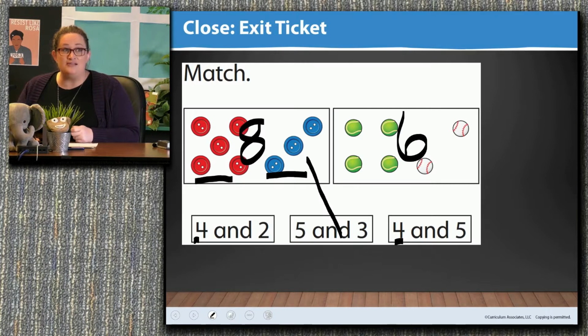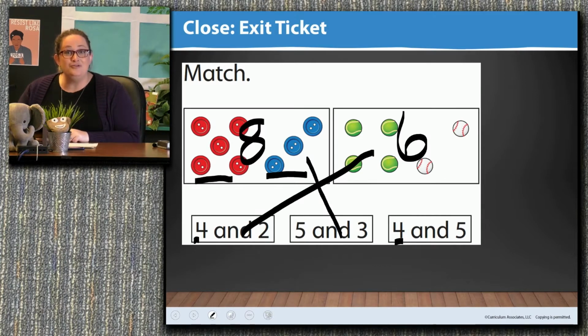People says, look at the next number, Mrs. Wally. 4 and 2. 4 and 5. Oh, nope, that one's not right. I don't have 4 and 5. I have 4 and 2. 4 and 2. I found it. Match. Is that the answer you said?